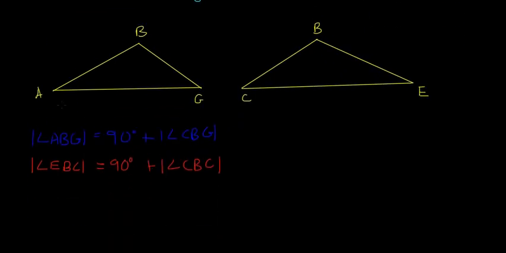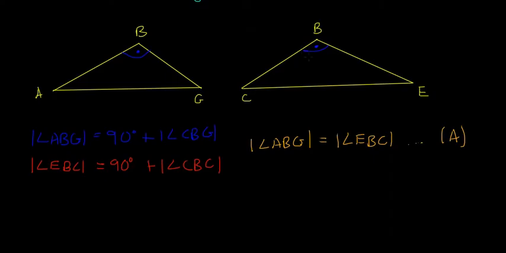Now I'm going to finish off by saying that means the size of the angle ABG is equal to the size of the angle EBC. So that means we have an angle that is common between the two of them. I'm going to draw that in on the diagram. ABG, which is over here, I'm going to put a dot there, and then EBC or CBE, which is this angle here.